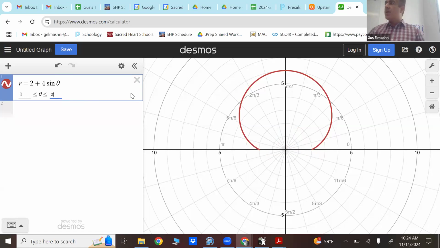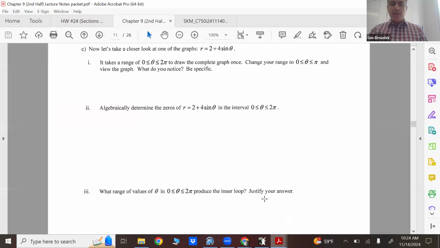So it doesn't do the inner loop part, right? If I don't do that, then we have nothing below. So what do you notice? There's no curve below theta equals 0.